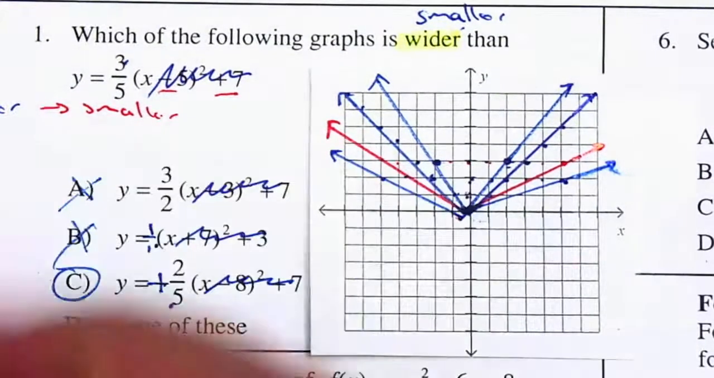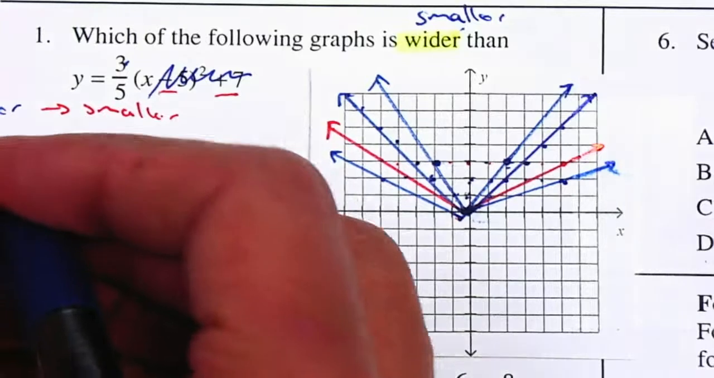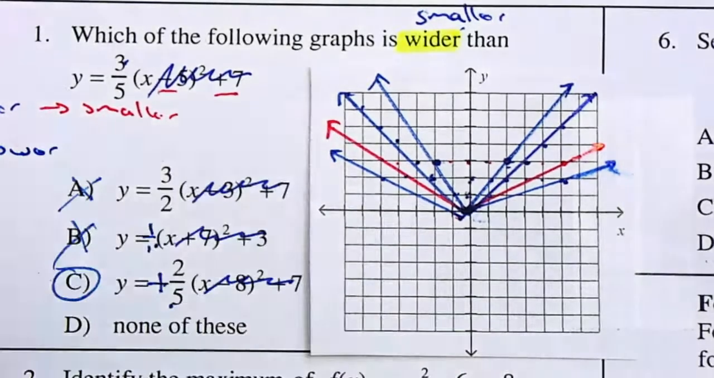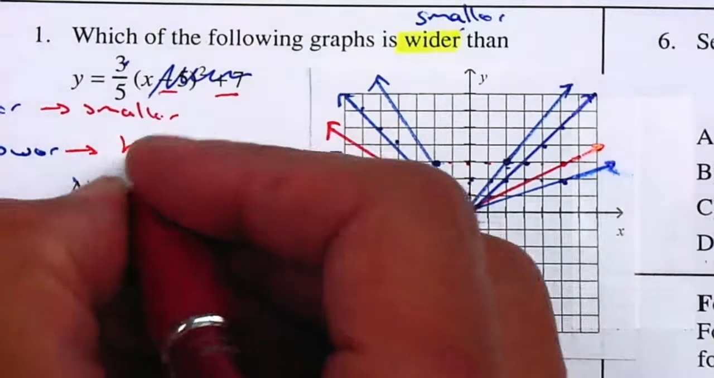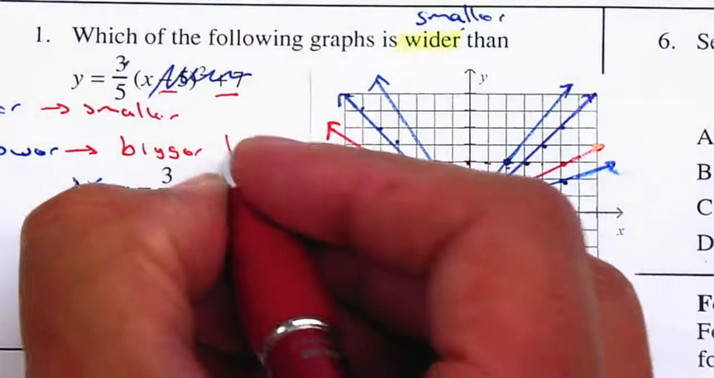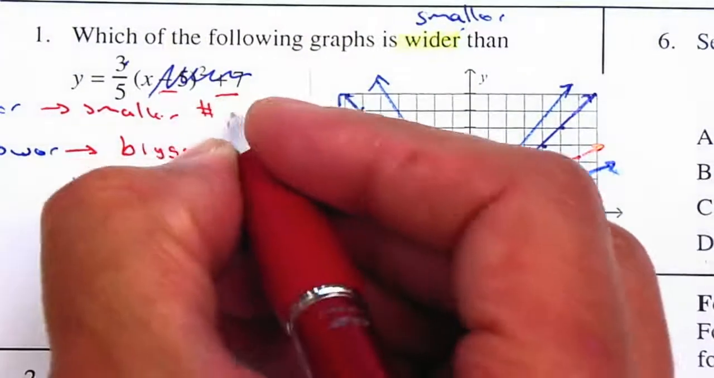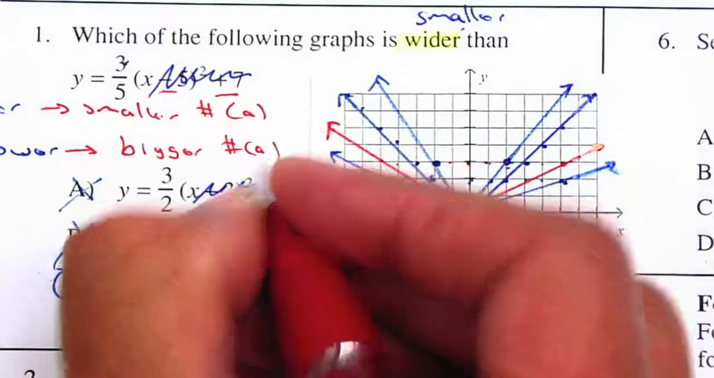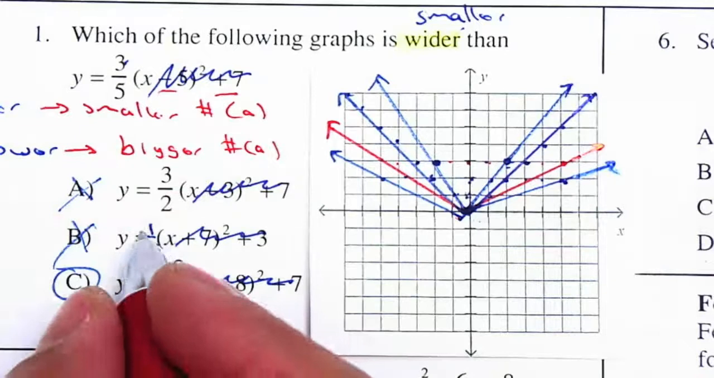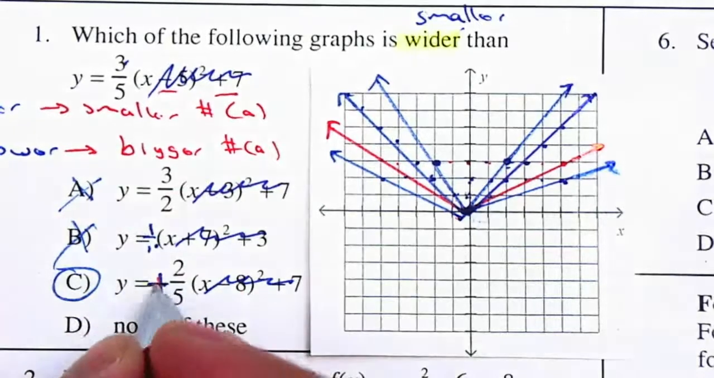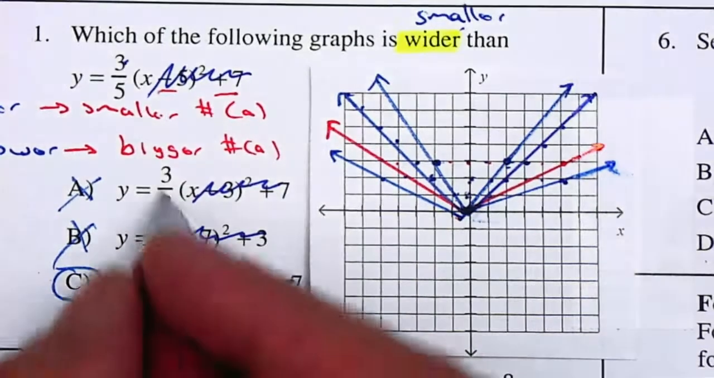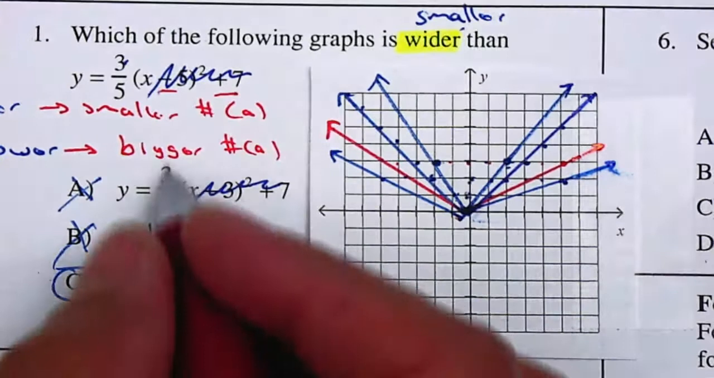If you want something that is narrower, we are looking for a bigger number, a bigger A value. Remember, if it's positive or negative, it doesn't matter because we're comparing just whether it's wider or narrower. So we are going to basically take the absolute value or just make them positive.